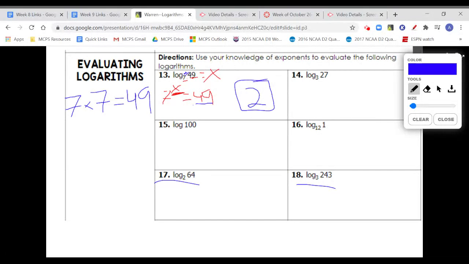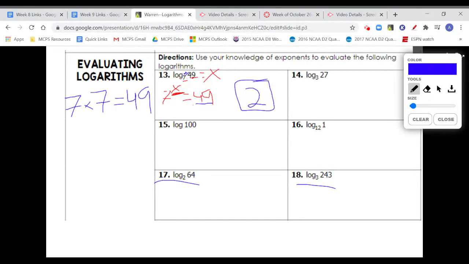But let's say this wasn't 49. Let's say this was 343. Then I would have to multiply this times 7 again to get there, right? So you basically can just keep multiplying the number until you get there.